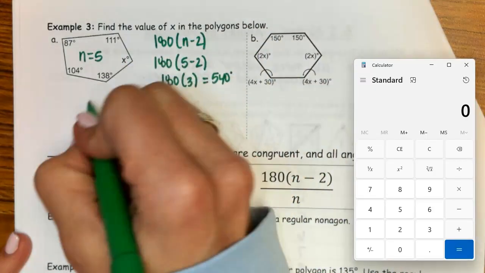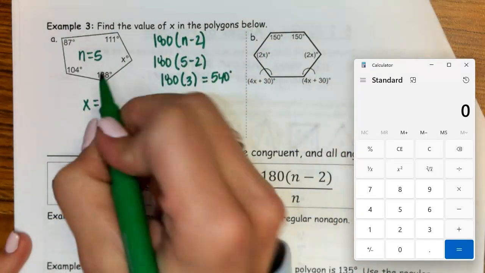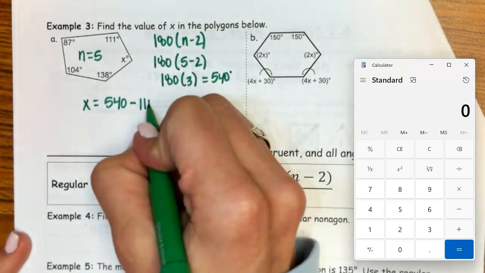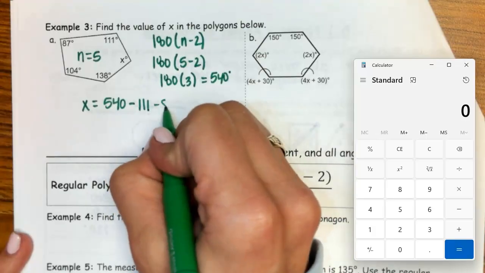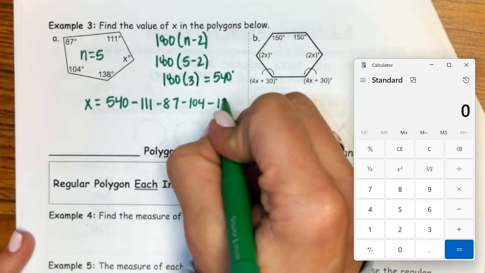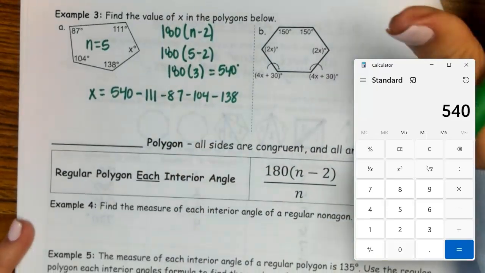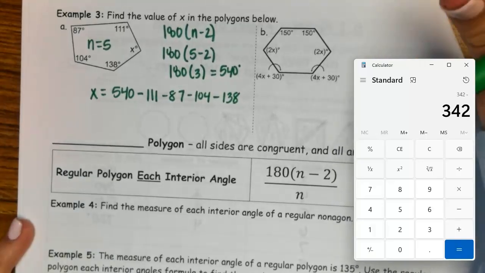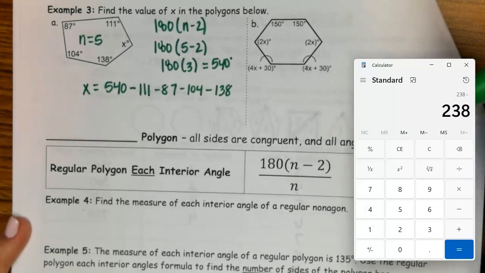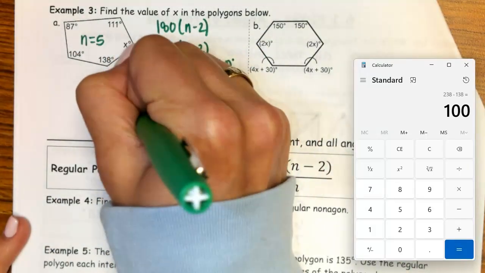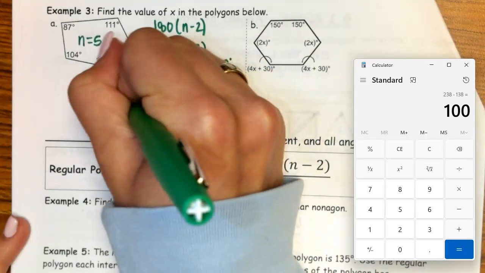So to find the missing angle, x, I'm just going to take 540 minus all of the other angles. So minus 111, minus 87, minus 104, minus 138. So 540 minus 111, minus 87, minus 104, and minus 138. So my missing angle is 100 degrees.